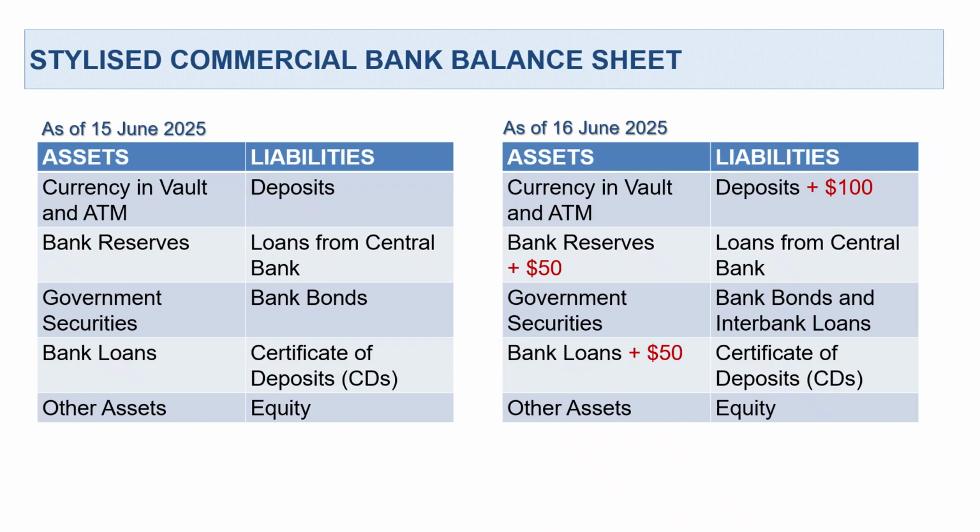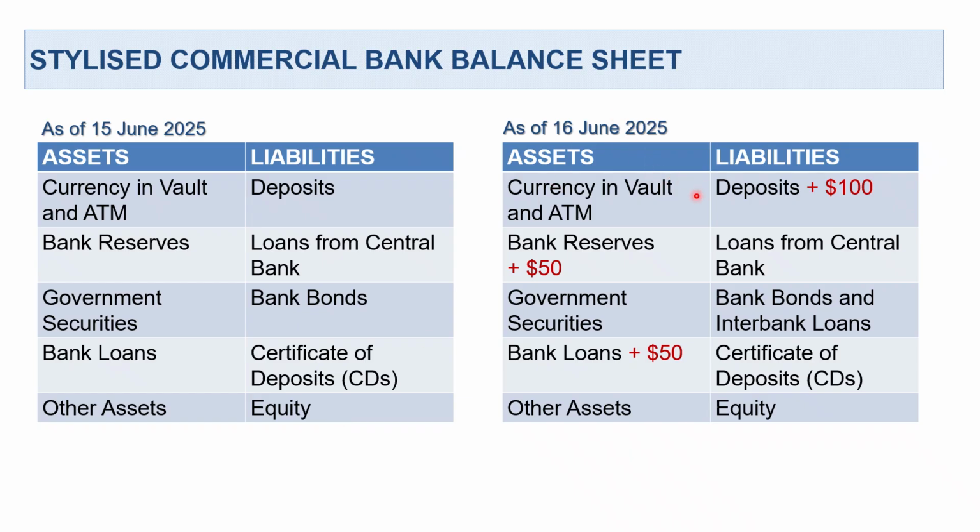Coming to the stylized commercial bank balance sheet, we again have the balance sheet of the commercial bank on two different dates, one on the 15th of June, and on the right side is on the 16th of June. So let's assume that on the 15th of June, the commercial bank balance sheet on the asset side has currency in vault and ATMs, bank reserves, government securities, bank loans, and other assets. On the liability side, it has customer deposits, loans from central bank, bank bonds it has issued, certificates of deposits it's issued, and equity.